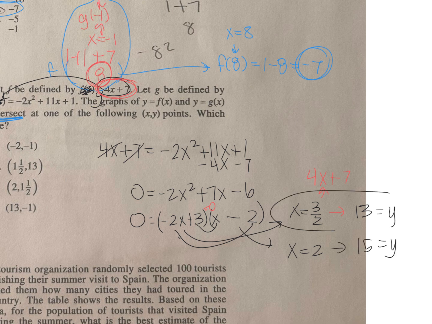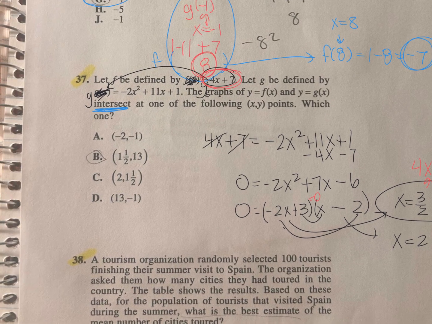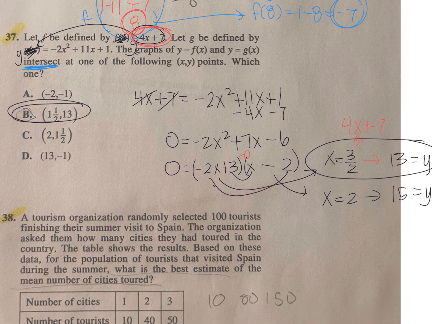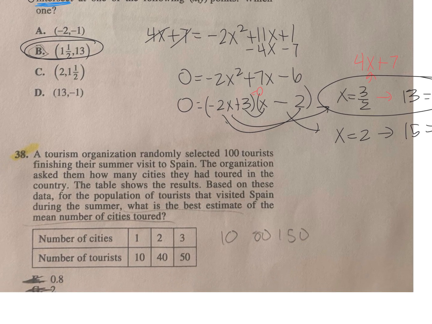And the only one that has an x and a y that matches is the one you chose, 1 1/2 and 13. I think you got this one just fine because you had your right numbers. There's 10, 2 times 40 is 80, 3 times 50 is 150, divide by 100. I think I got 2.4, but I'm going off memory on that one. But it doesn't look like you had trouble on that one.